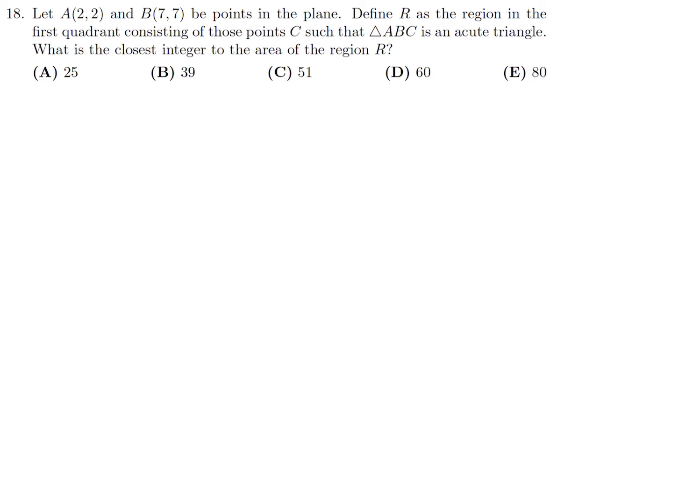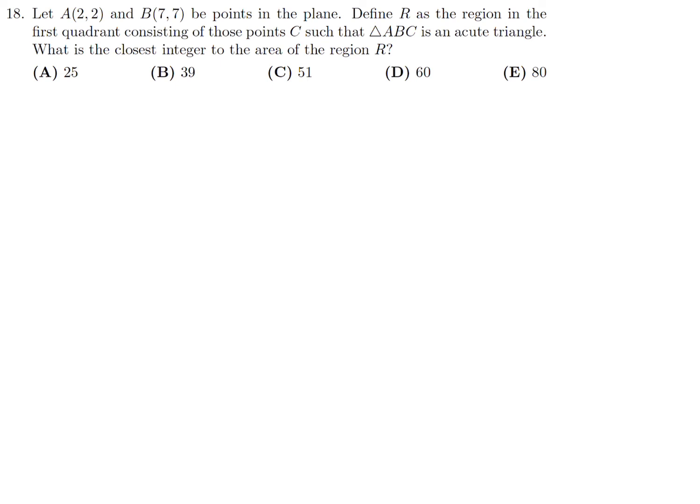Let A be the point (2, 2) and B the point (7, 7), and they are points in a plane. Define R as the region in the first quadrant consisting of those points C such that triangle ABC is an acute triangle. What is the closest integer to the area of region R?